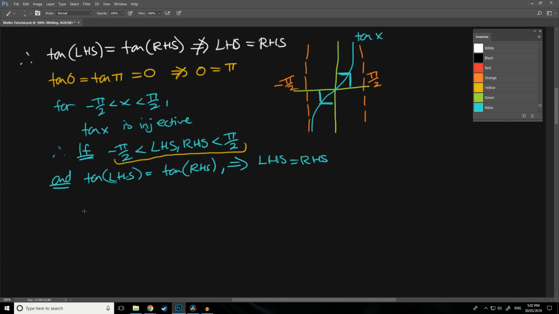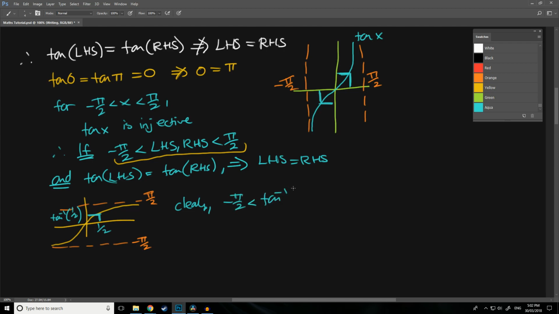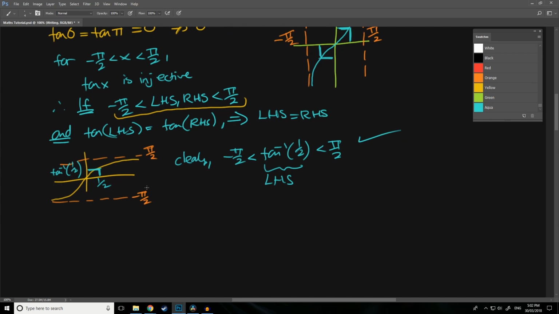So what we can do is take a look at the graph of inverse tan. I'll do the asymptotes in orange again. That's at pi on 2 and minus pi on 2. And this is a half, and that's inverse tan of a half. So you can clearly see that minus pi on 2 is less than inverse tan a half, is less than pi on 2. And that's just equal to the left-hand side. So that's good.